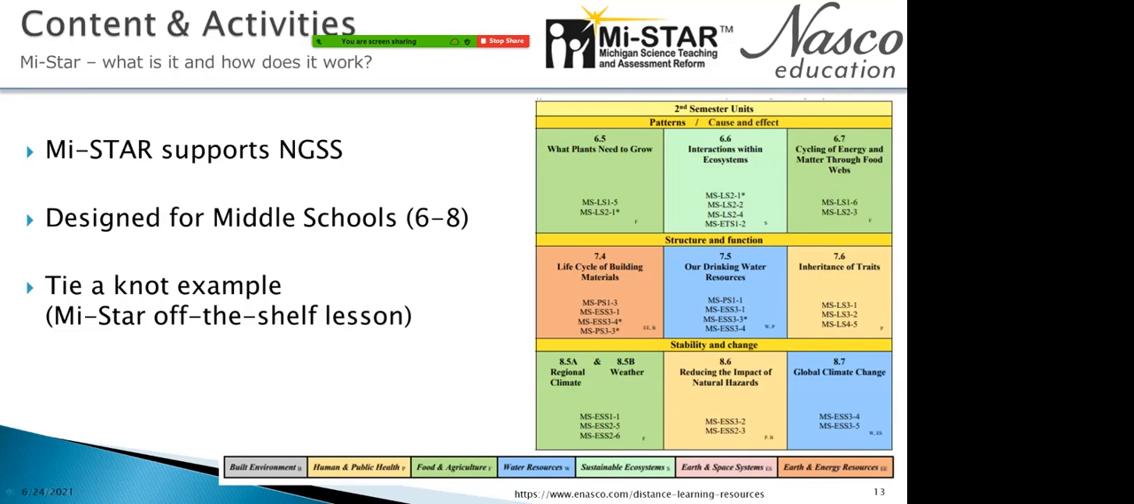So then in the second semester, you'd be doing a variety of other different units. And again, having the engineering design practice all within there with the content standards makes it very easy and convenient to be able to run it off.